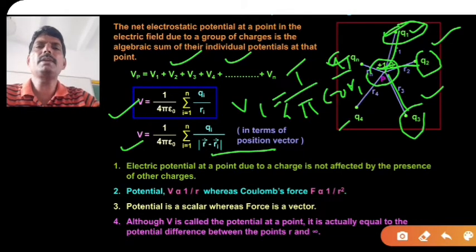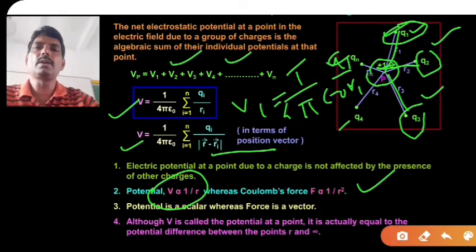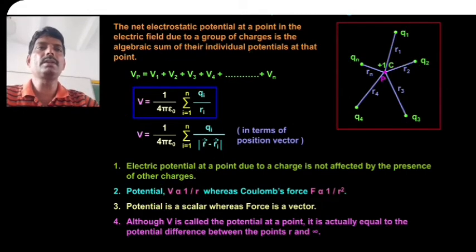From this we have calculated the electric field. In the case of Coulomb's law, force is inversely proportional to R square, and you have the relation E is equal to 1 upon 4 pi epsilon naught Q upon R square. On the other hand, in the case of potential, we have seen the derivation, that is V is equal to 1 upon 4 pi epsilon naught Q upon R. That means V is inversely proportional to R. Potential is a scalar quantity, whereas force is a vector quantity. So all this we have calculated: the electric potential at a point due to a group of charges.